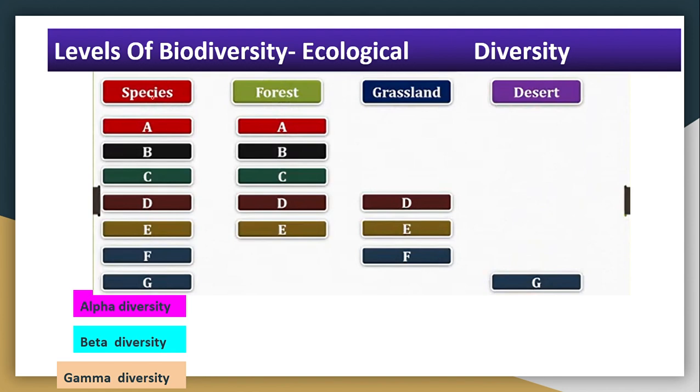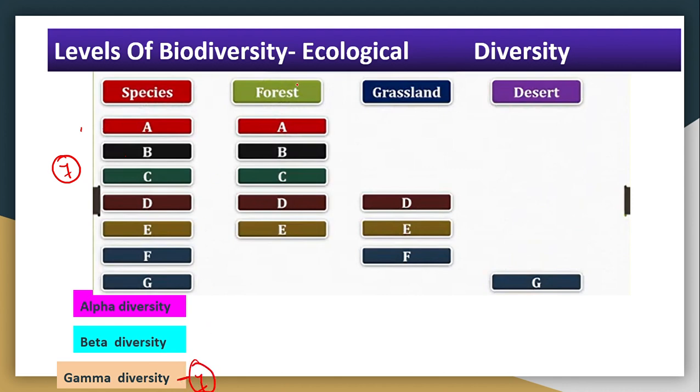Now here you can see, class, we have species A, B, C, D, E, F, G. How many species do we have? 1, 2, 3, 4, 5, 6, 7. We have 7 species. So by this, can you find out what is my gamma diversity? Overall species in an ecosystem is gamma diversity. So what is my gamma diversity? It is going to be 7.